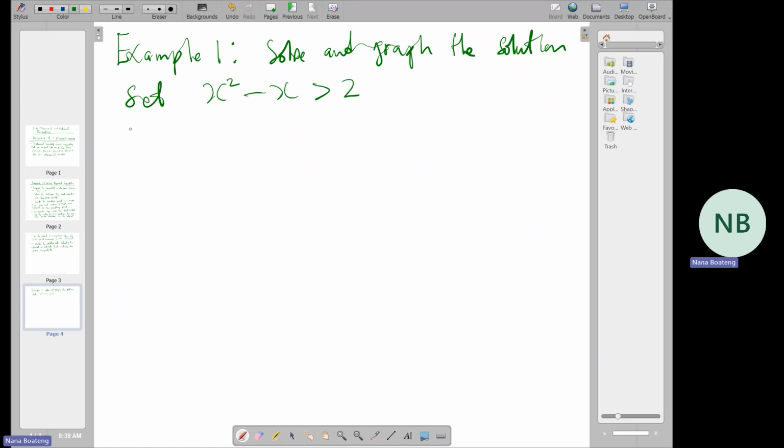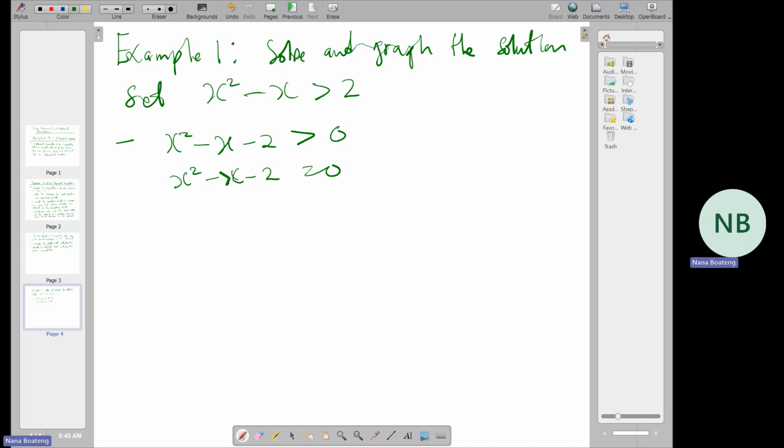All right, so the first step is we write this inequality such that we have all the terms on the left and 0 on the right. If we subtract 2 on both sides, we have x squared minus x minus 2 is greater than 0. And next, we set this equal to 0: x squared minus x minus 2 equal to 0. Then we solve for the values of x.